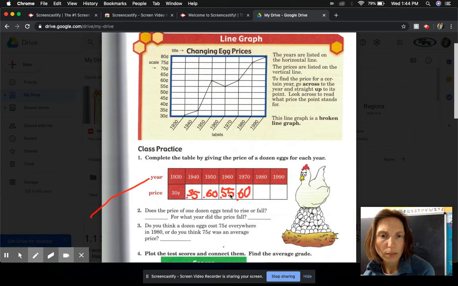So what do you think? It looks like it's going up. So let's say rise. For what year did the price fall? Well, from 1960 and 1970. Sorry. It was from 1950 to 1960. Then it went down 5 cents.